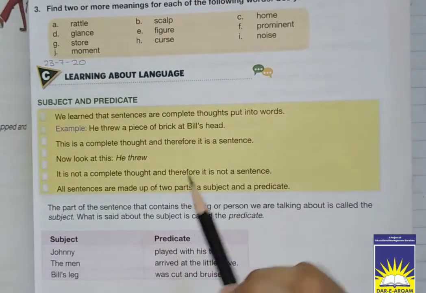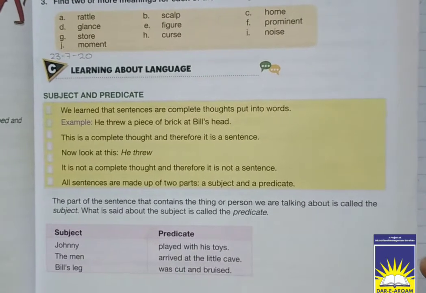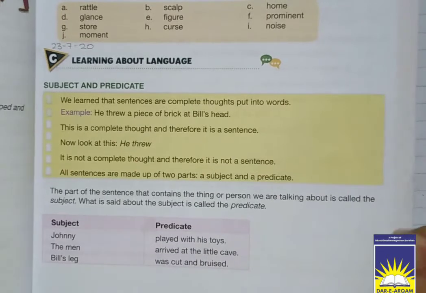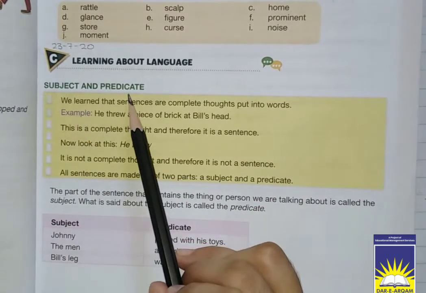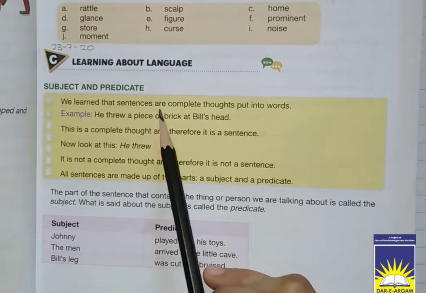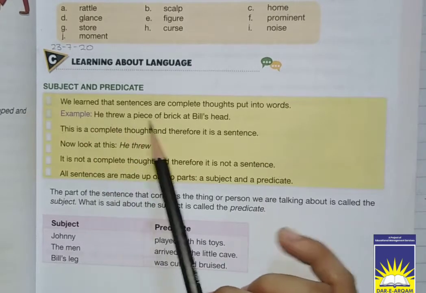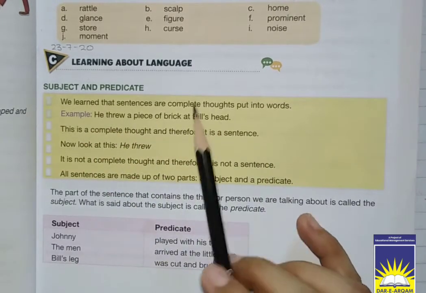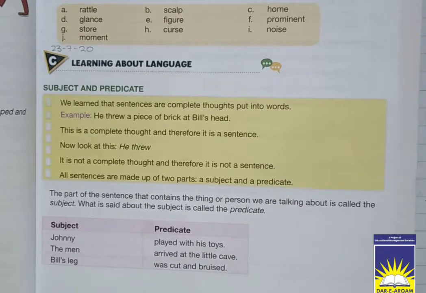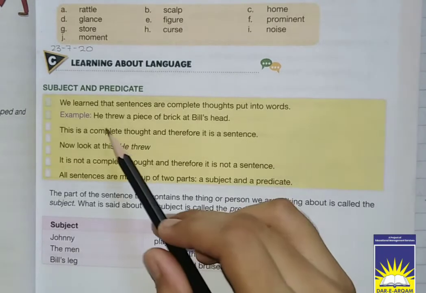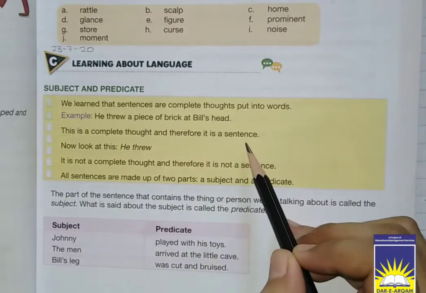Now it's time to explain. I hope you have opened page number 21. Good. Now, listen to me carefully. Subject and predicate. We learned that sentences are complete thoughts put into words. For example, he threw a piece of brick at Bill's head. That sentence is a way to convey our complete thoughts into words. This is a complete thought and therefore it is a sentence.